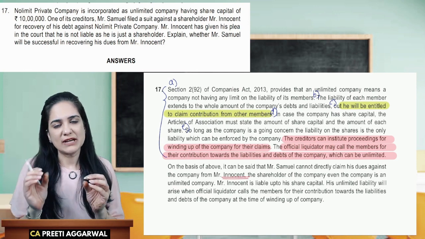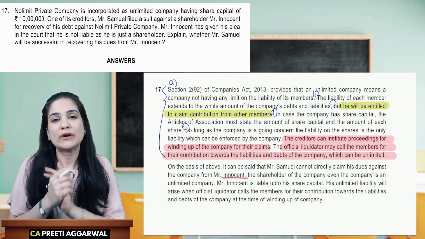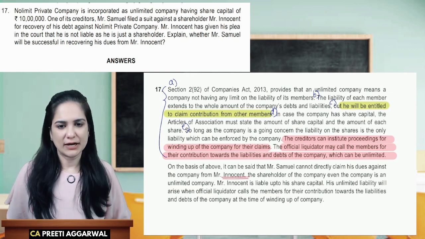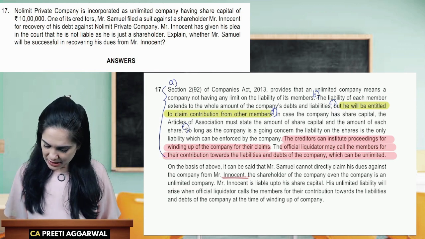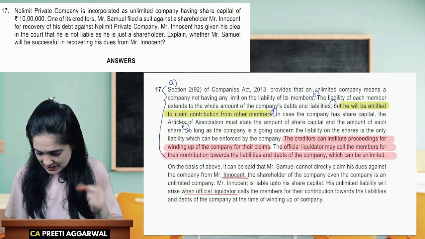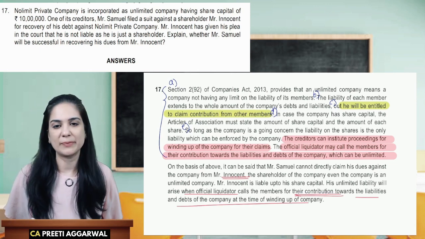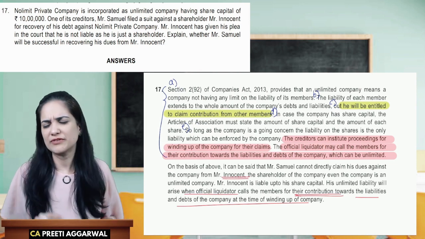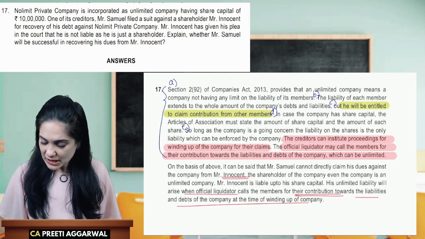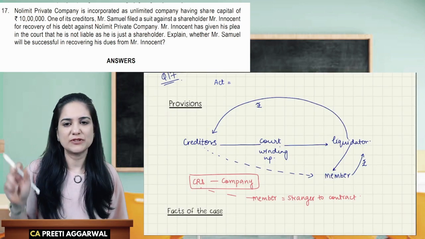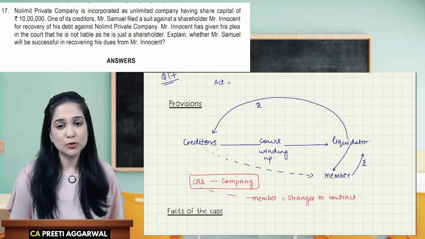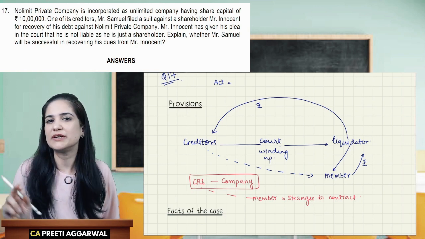Mr. Innocent will be liable only up to his share in capital, unless the liquidator comes and asks for money. Only then does the shareholder's liability become unlimited. So his liability is unlimited when the official receiver calls him for the contribution towards the liabilities and debts of the company at the time of winding up of the company. You can write it in your own words, don't worry. This is a chart format in which I have explained the entire concept to you. Don't write this chart in the exam, but you can convert it into sentence format.